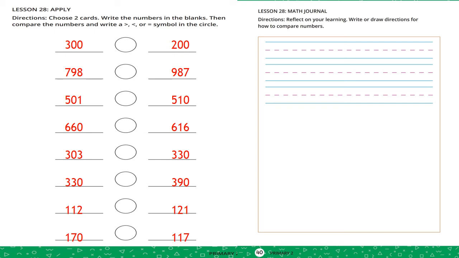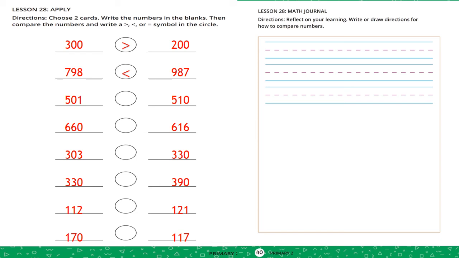Open your book page 39 and 40, lesson 28. Write these numbers in your book, then compare the numbers and write less than, greater than, or equal in the circle. 300 and 200. 300 is greater than 200. 798, 987. 7 in hundreds, 9 in hundreds, then 798 is less than 987.